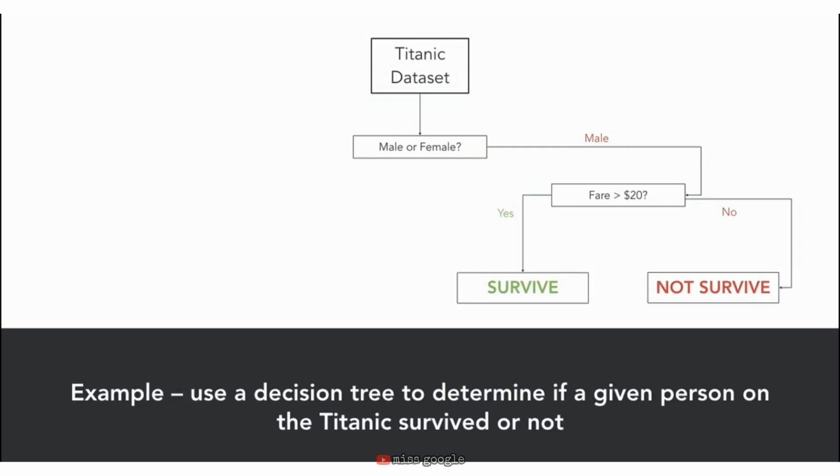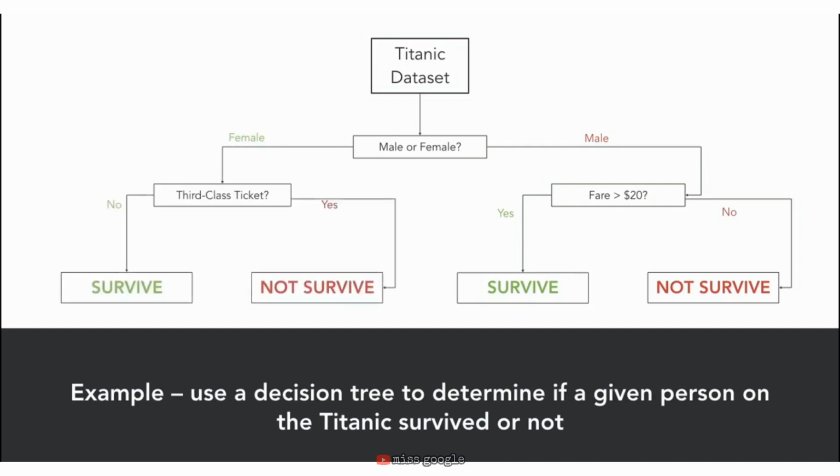We know that men were less likely to survive than women, but we also know that people with higher fares were more likely to survive than those with lower fares. So now onto the female side of the tree. The second question on the female side of the tree is whether their ticket was third class or not. If it was third class, then the model would predict that they did not survive. If they were not third class, in other words, if they were first or second class, then it would predict that they survived. Again, from our exploration, we know that women were more likely to survive than men, and also people with first or second class tickets were more likely to survive.